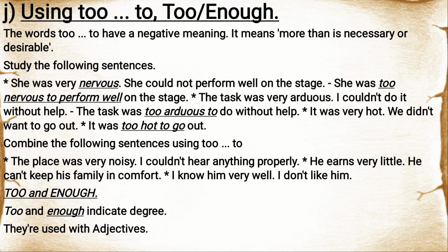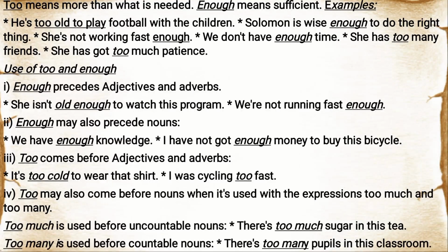Too and enough indicate degree. They're used with adjectives. Too means more than what is needed. Enough means sufficient. Examples, he's too old to play football with the children. Solomon is wise enough to do the right thing. She's not working fast enough. We don't have enough time.